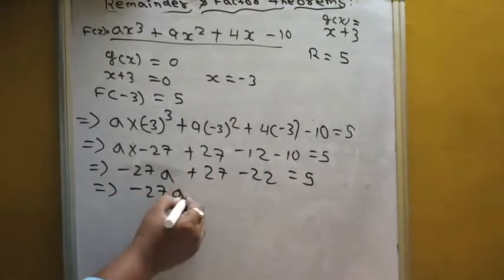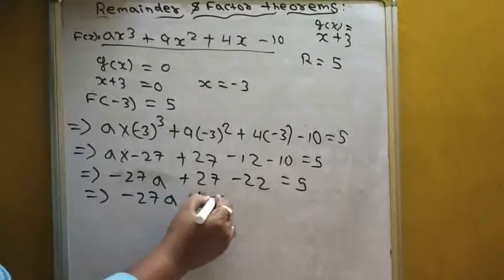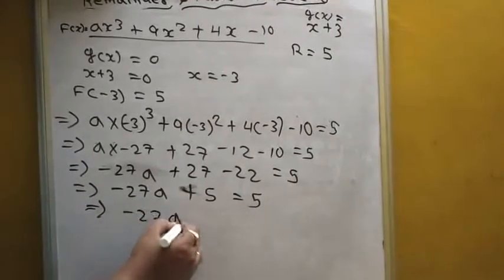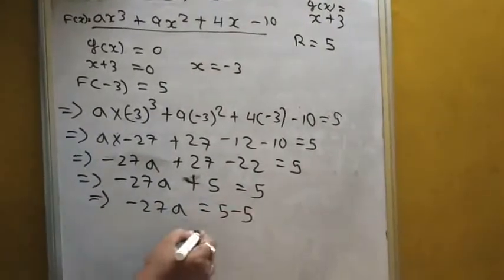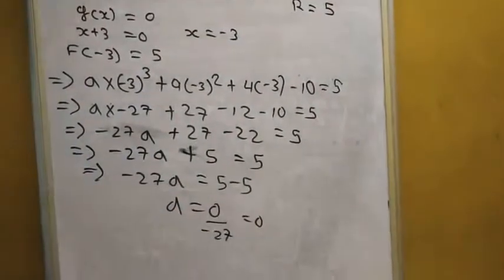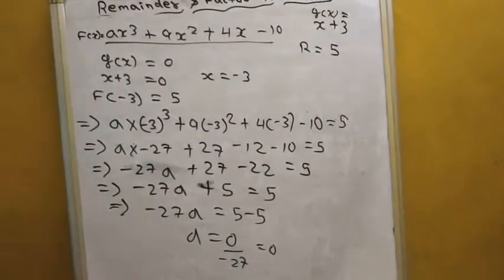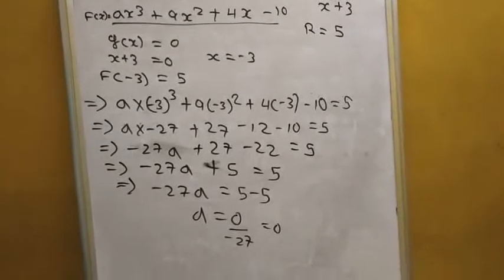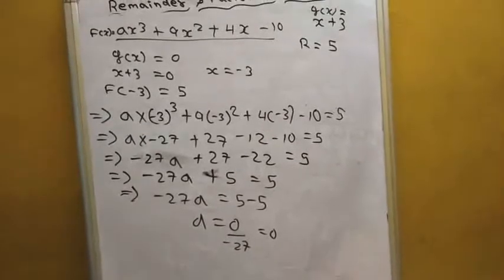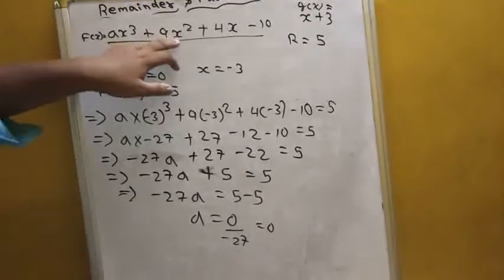So minus 27a equals, this one how much? 5. Here 5. So minus 27a equals 5 minus 5 equal to 0. a equal to 0 by minus 27 equal to 0 you are getting. We are getting that a equals 0. The value of a equals how much? 0 you are getting. If you put the value, 9 3s are 27, you are getting the answer.